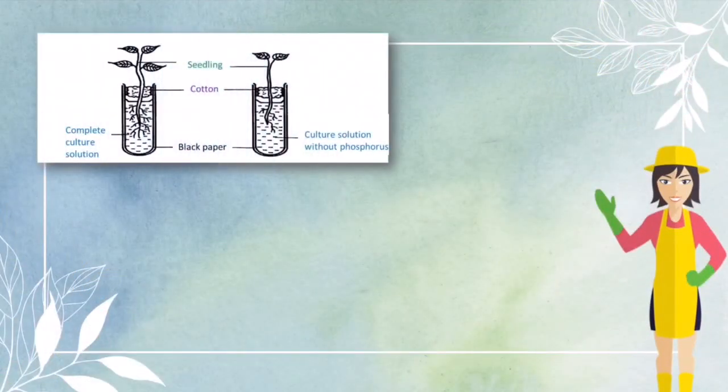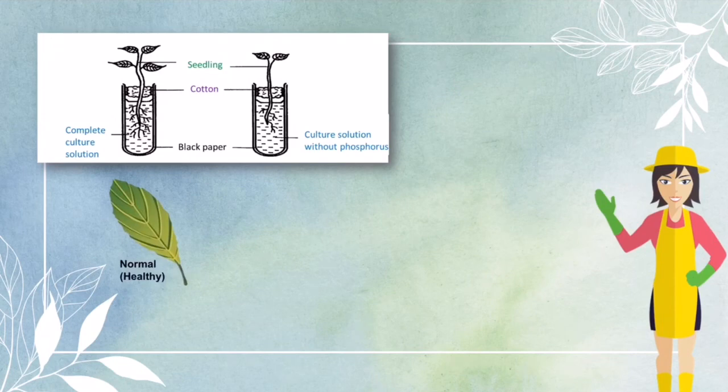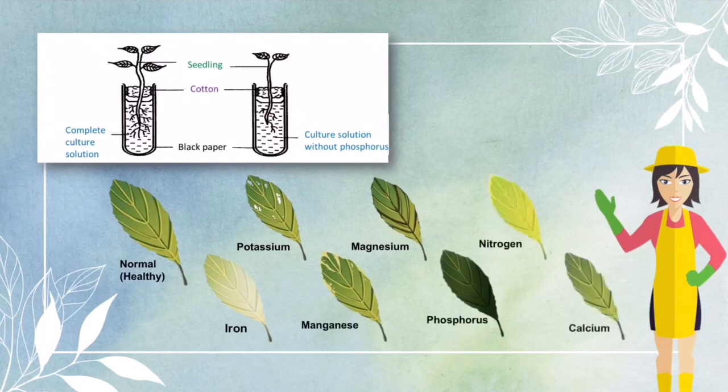The picture shown is a comparison between a plant with a complete culture solution and a plant with incomplete culture solution. This is how a normal and healthy leaf would look like, and these are the examples of how leaves that lack nutrients would look like.